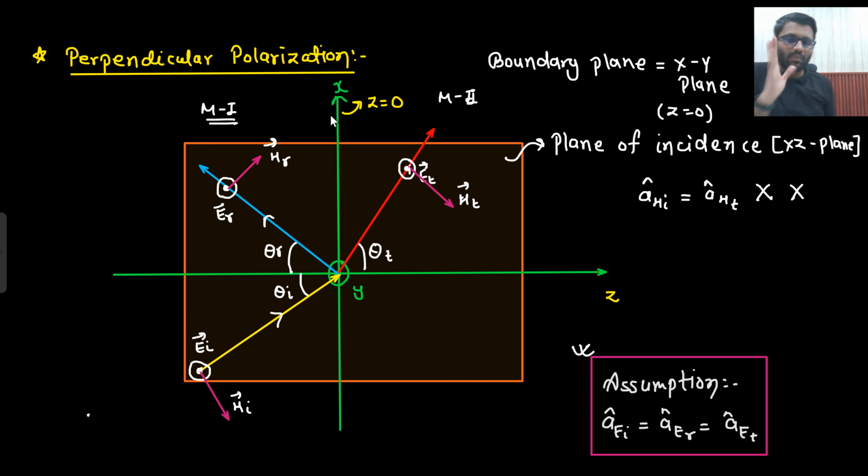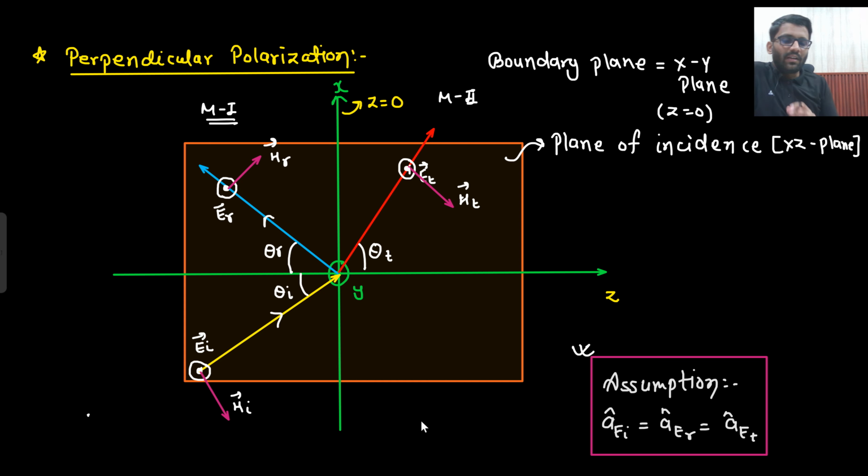Okay. Now, by looking at the diagram, you get to know that xy is my boundary plane. This is z equals to 0. What is my plane of incidence? Whatever plane I am making, that is my plane of incidence only. So the plane of incidence is the xz plane. Is that clear to you? Okay. And a_hi is equal to a_ht. We do not need to write that, but this is just a point that I wanted to deliver.